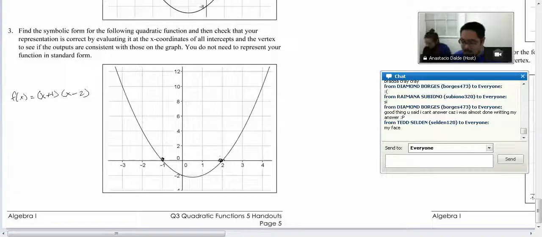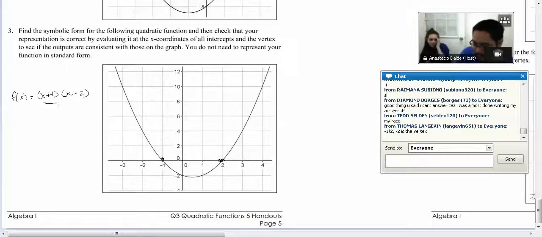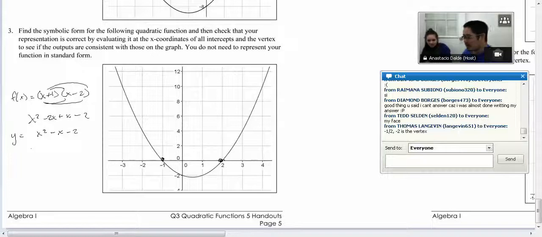Even though you don't need to put it in standard form, I kind of want to because I want to check one thing real quick. I'll do it for you. Just watch. I'm going to FOIL this out. First, outer, inner, last. So that's x squared minus 2x plus x minus 2. So that's x squared minus x minus 2. And the reason why I wanted to put it in standard form is because I wanted to check where the intercept is at.